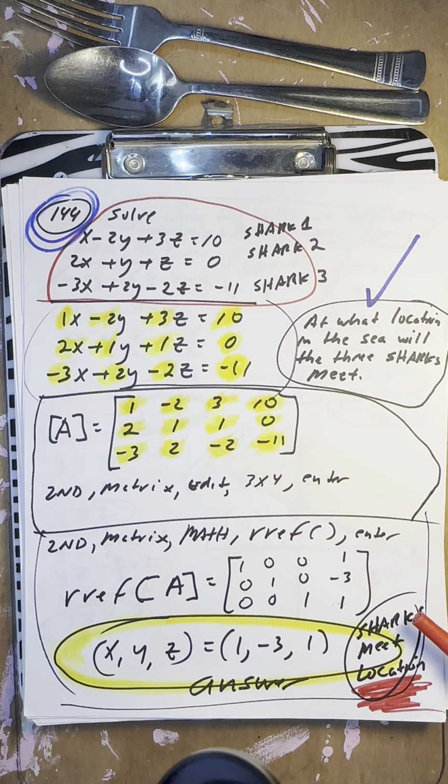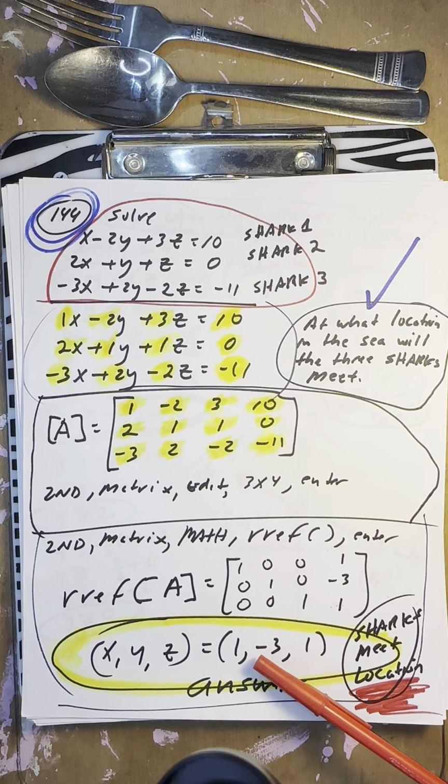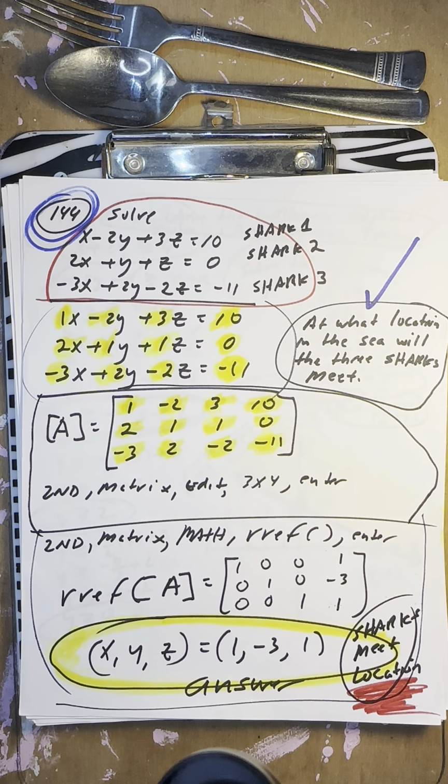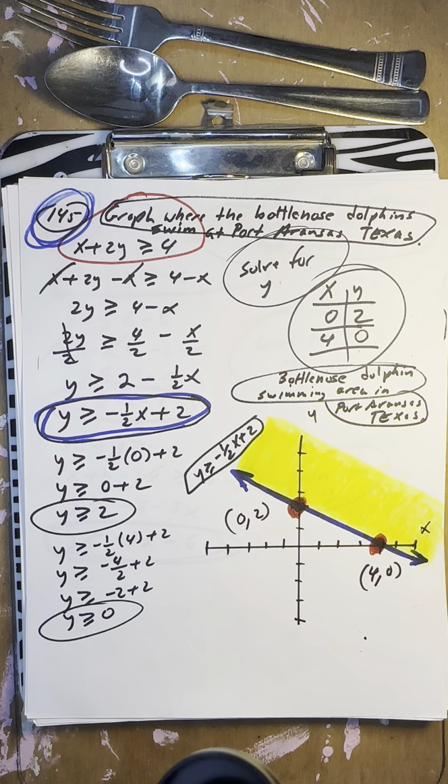So the sharks' meet location, where is it? Right there. 1, 8, 3, 1. At what location do the three sharks meet? Right here. 1, 8, 3, and 1. That's where they all meet. Where the bottlenose dolphins swim in Port Aransas.